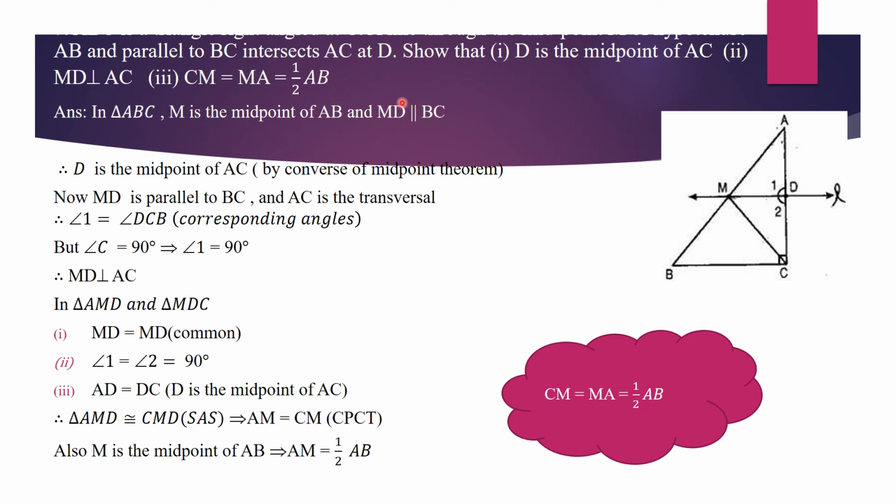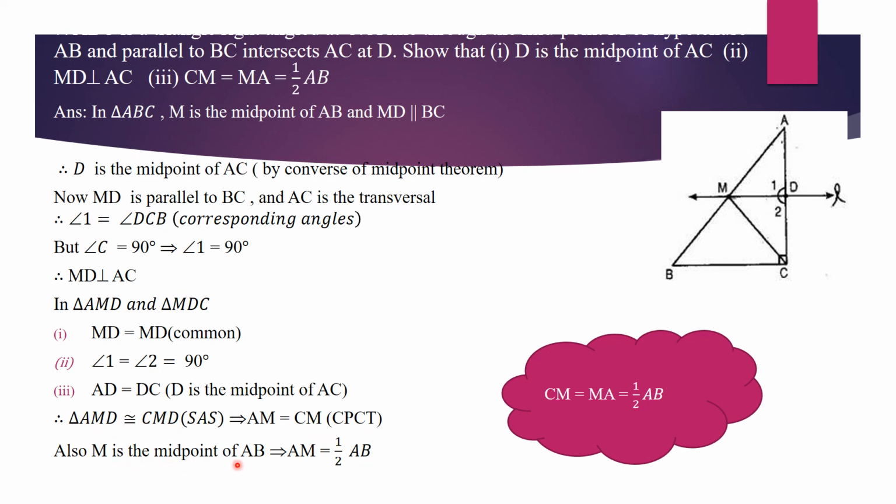To prove CM equal to MA, which is equal to half of AB, consider the two triangles AMD and CMD. We can say angle 1 is equal to angle 2, 90 degrees, MD is equal to MD common, and AD is equal to DC. From the first condition, D is the midpoint of AC. Therefore, we can write triangle AMD is congruent to triangle CMD using SAS criteria. Therefore, AM is equal to CM using CPCT.